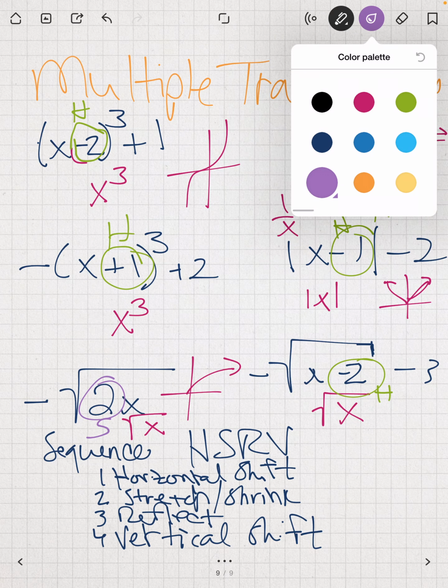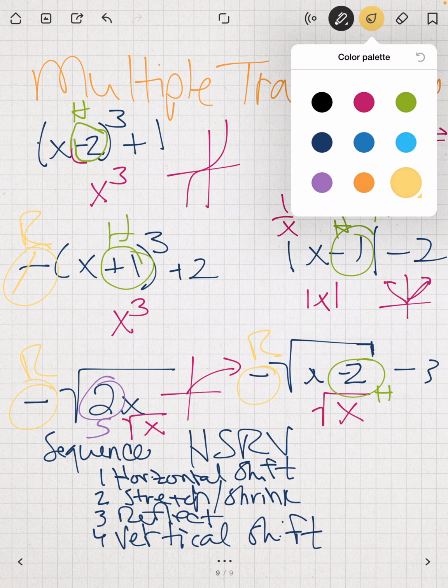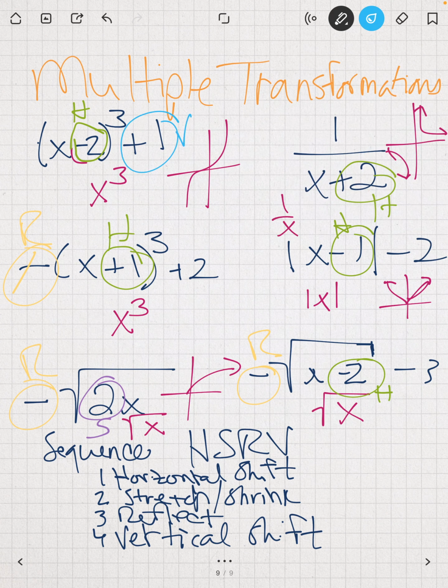Then we have our reflections. So we have a negative here. So we have a reflection, reflection, a reflection. And then do we have any vertical shifts? We have a vertical shift, a vertical shift, a vertical shift, and a vertical shift. And so that's a lot for this slide, so let me move on to the next slide.